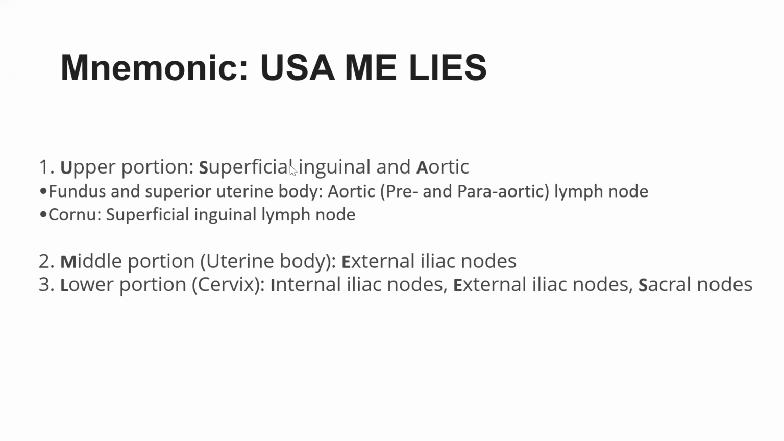Then you come to the middle. So we said USA: upper, superficial and aortic. Now coming to the middle portion, external iliac nodes, and the lower portion, cervix, goes to internal iliac, external iliac and sacral. They also go to obturator as well. So internal, external and sacral. This is an easy way to quickly remember the lymphatic drainage.